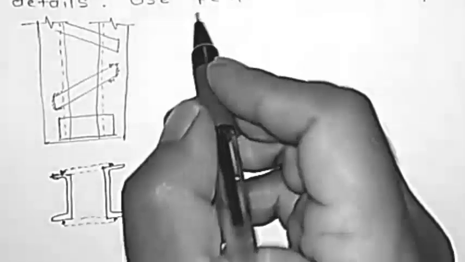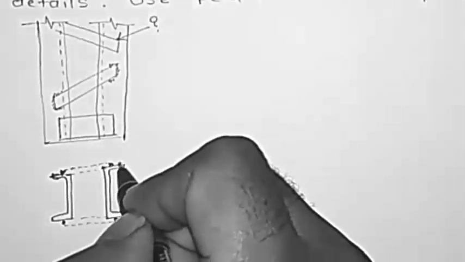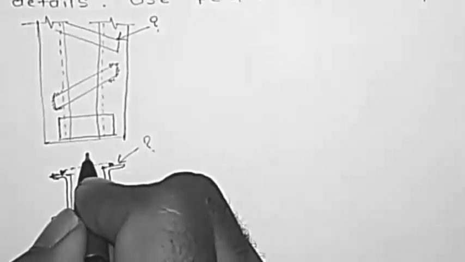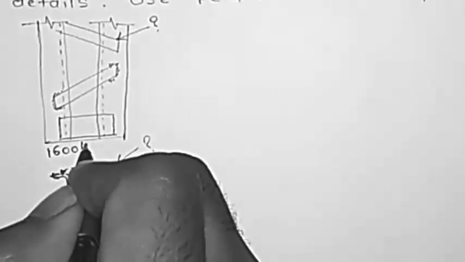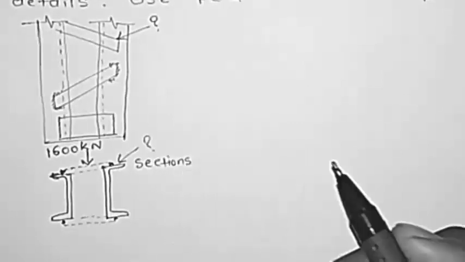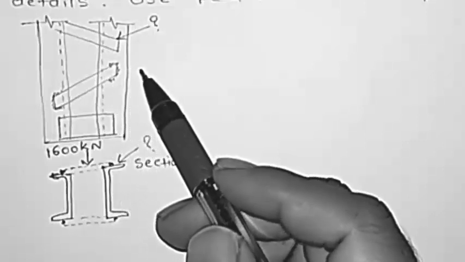So in order to design what could be this section of the lacing and what would be this ISMC sections, because this is to carry a factored load of 1600 kilonewton. So this is the problem. You just need to check what should be the section. So this is to be designed in this problem.